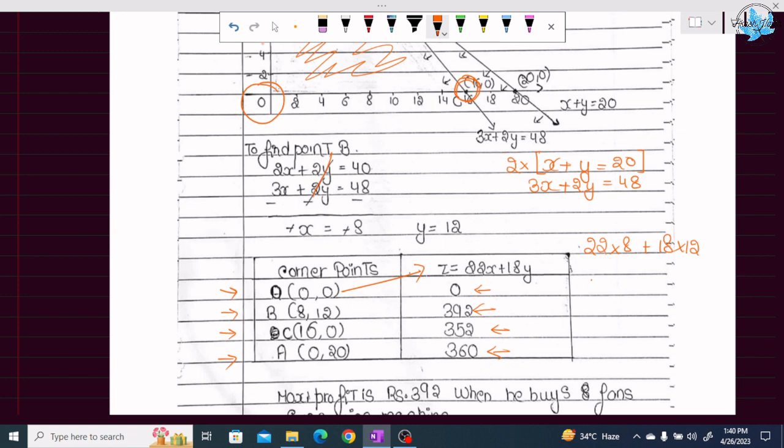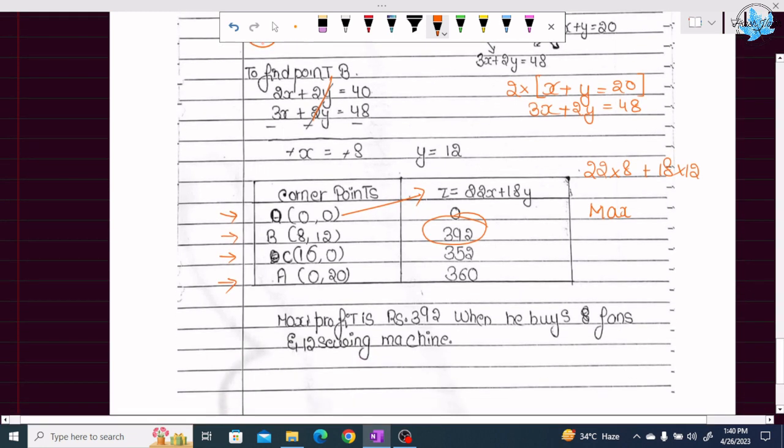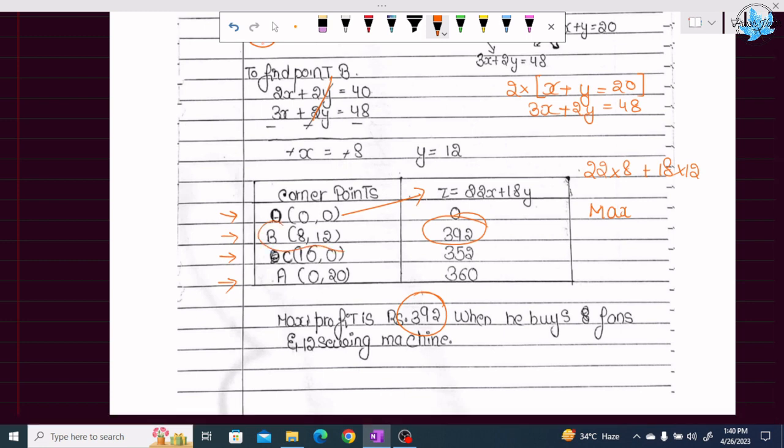Now the question is we have to find the maximum. Which value is greater among all of these? We can see 392 is the greater value. So the maximum profit is rupees 392 at point B. So what is the B coordinate? 8 comma 12. What does this 8 comma 12 signify? That when he sells 8 fans and 12 sewing machines, he will get the maximum profit of rupees 392.